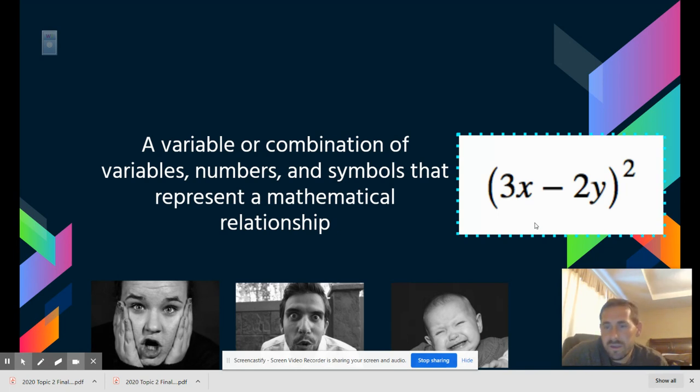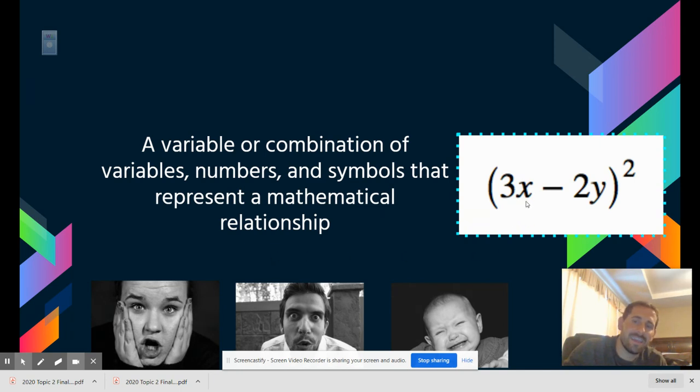So here's again an expression. It's a variable or a combination of variables. So here's variable x, or it's got a combination. It's got an x and a y. So a variable or combination of variables, numbers, and symbols that represent a mathematical relationship.